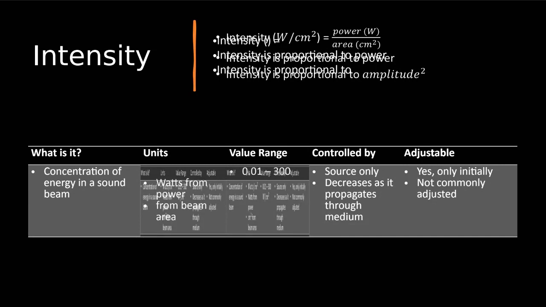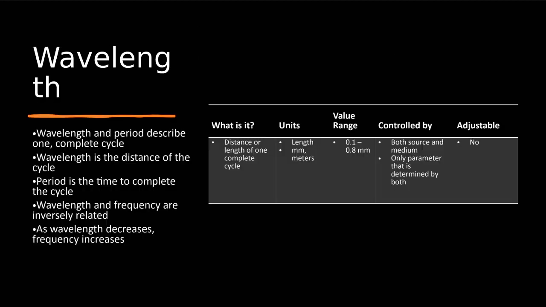And again, similar to amplitude and power, the other bigness parameters, it's going to be controlled by the ultrasound system itself. Decrease as it propagates through the tissue, and we can adjust it, but we are not commonly adjusting it. So put a little asterisk next to your intensity equation. Really, all equations in this course are going to be free game for the registry.